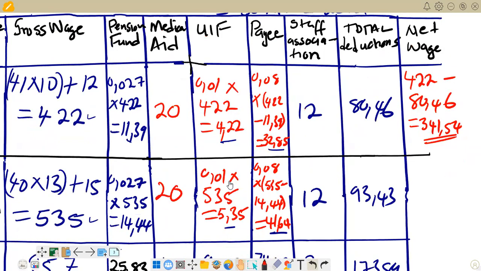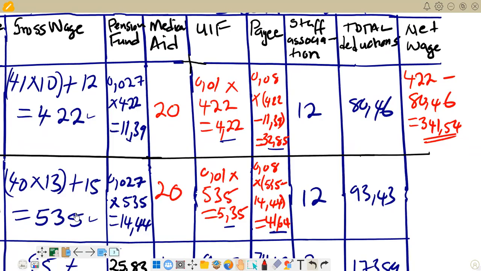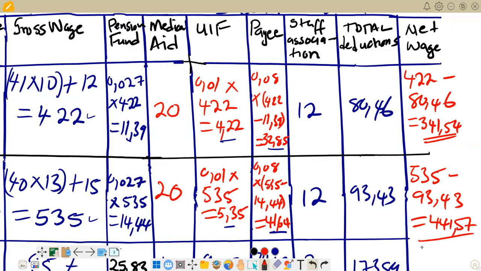The next one, we are having the gross wage as 535. So we are saying 535, and the total deduction that we have is 93.43. And the net figure that you get there is 441.57. So that's what we have there.